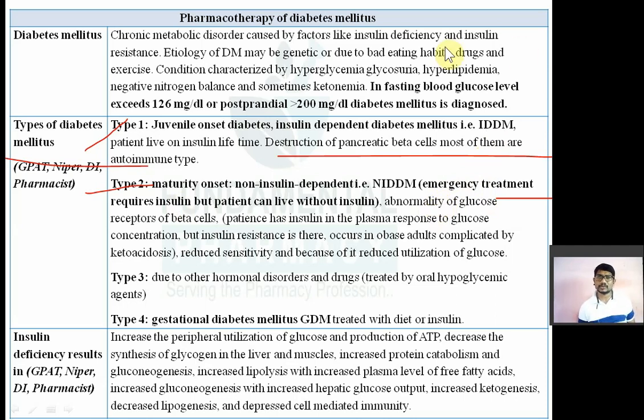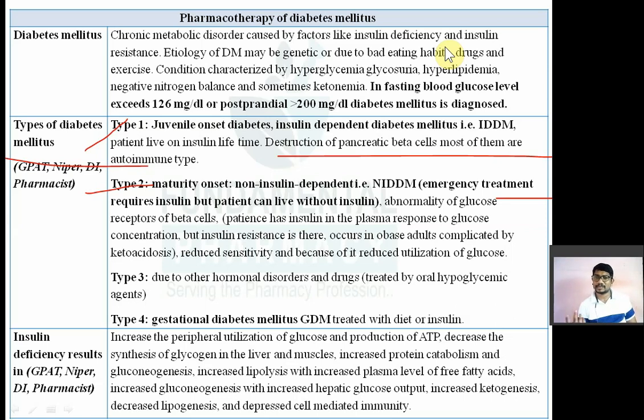That means there is insulin in their body. It may be inadequate, or the sensitivity of the cells to insulin may be decreased. So this is non-insulin dependent diabetes mellitus. Patients suffering from type 2 diabetes may not need any insulin. But in case of emergency, or a few exceptional cases, you may need insulin in these patients also. But it is still a non-insulin dependent diabetes mellitus.